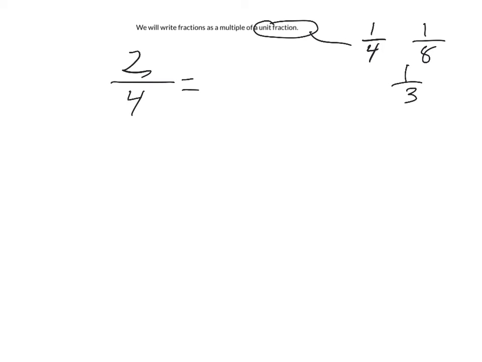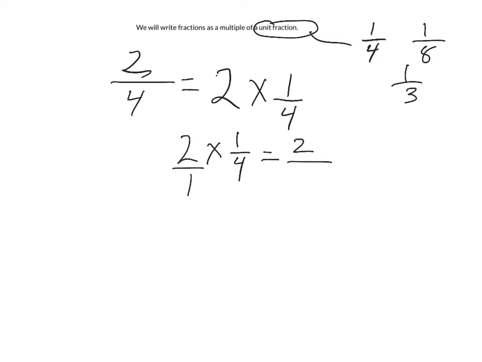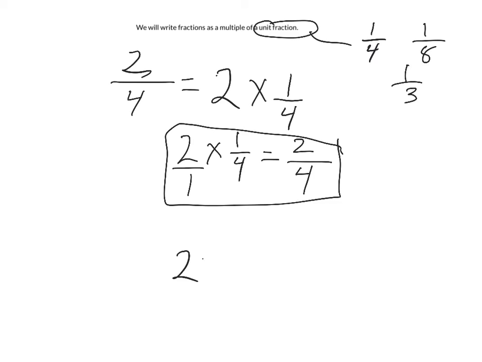So if we're going to write this as a multiple of a unit fraction, we're going to think 2 times 1/4. Because if we multiply 2 times 1/4, we're really doing it this way. You multiply the numerators. So 2 times 1 is 2. Denominators, 1 times 4 is 4. And we get 2/4. So your answer for number 1 is 2 times 1/4.